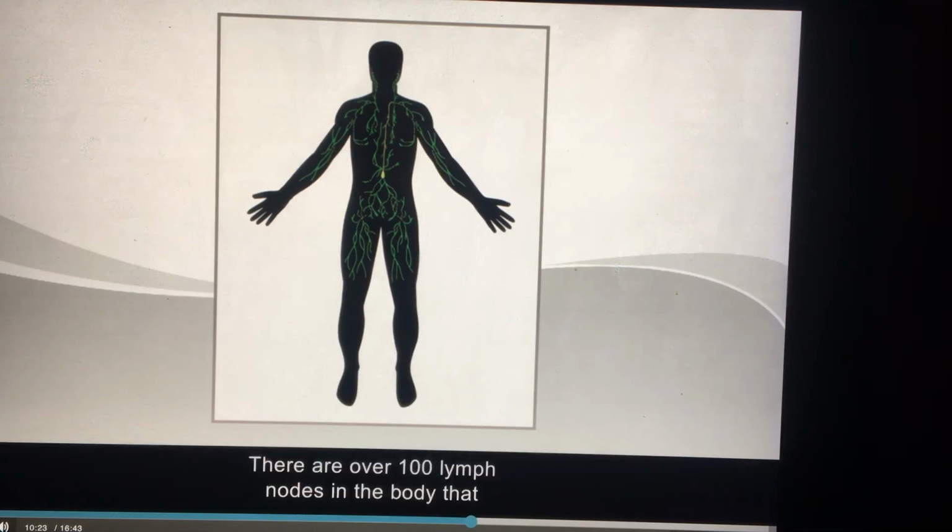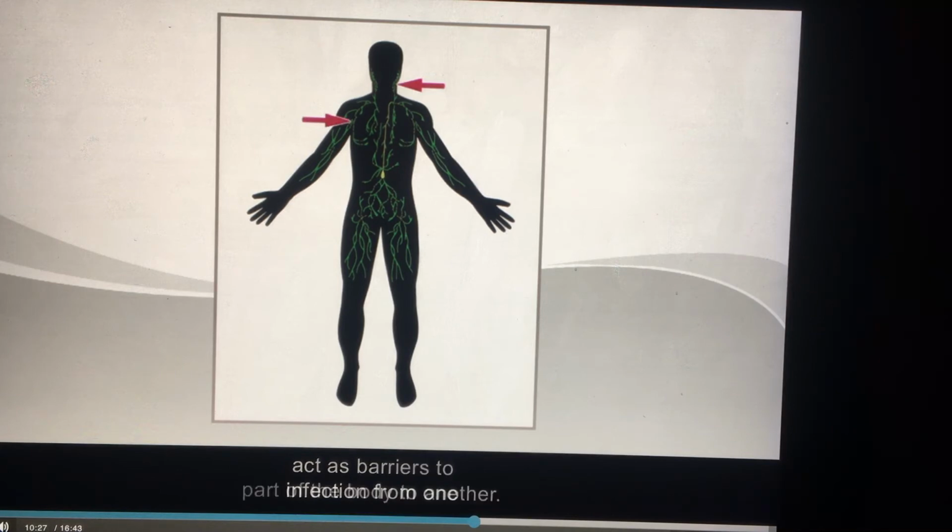There are over 100 lymph nodes in the body that act as barriers to infection from one part of the body to another. When lymph glands combat infection, they swell and cause pain, especially the lymph glands in the neck and under the arms.